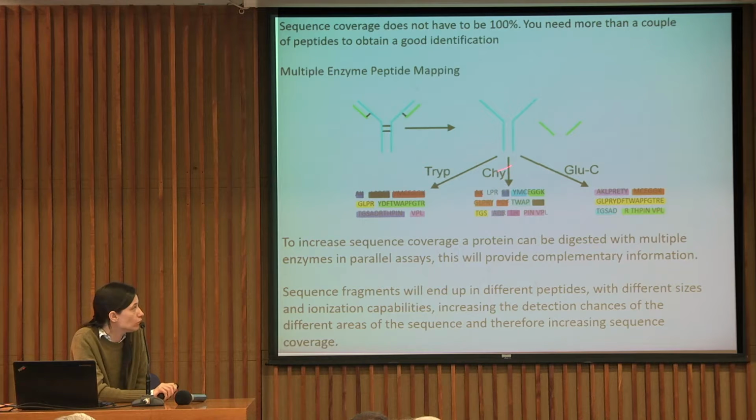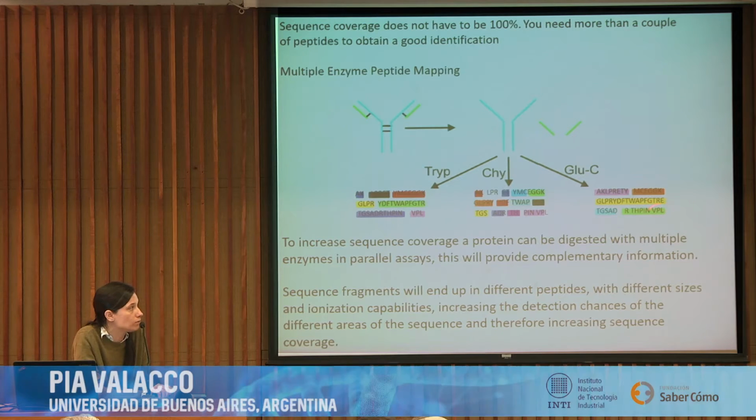And what do we gain by doing this? For example, if we take this pink peptide over here that is generated with a trypsin digestion, we may get that this peptide does not ionize well, or it's not detected because it's too small. And if instead we digest with Glu-C, we see that this area is now in this green peptide, which is different and will have different ionization capabilities. So I may be able to detect this area of the sequence that I wouldn't detect with trypsin. So the different enzymes can give complementary information to increase the sequence coverage.